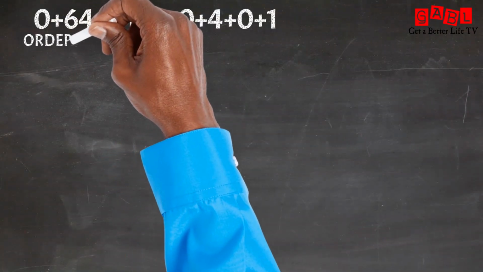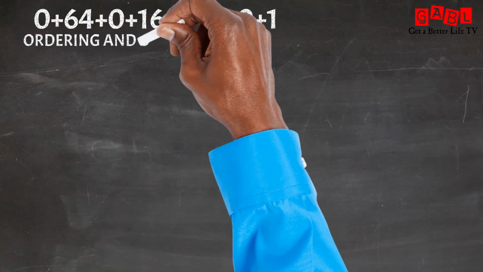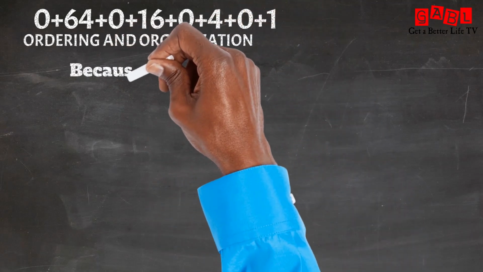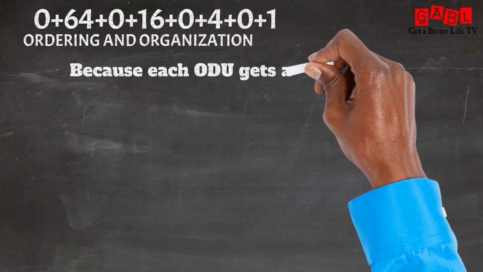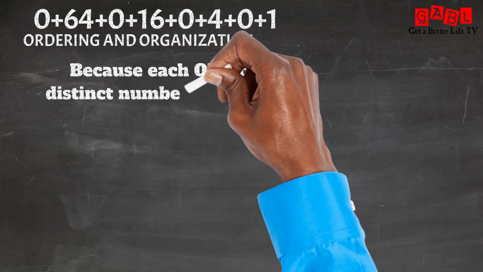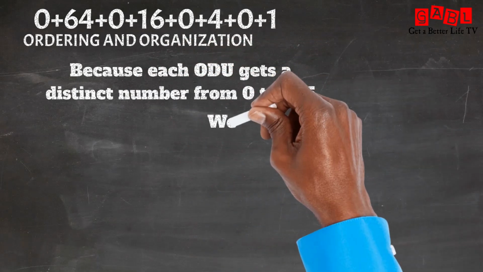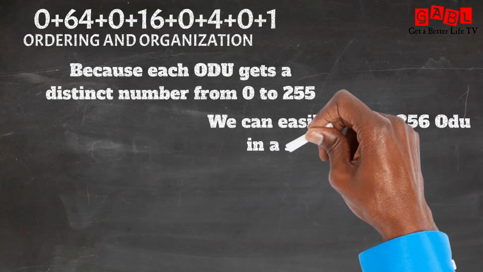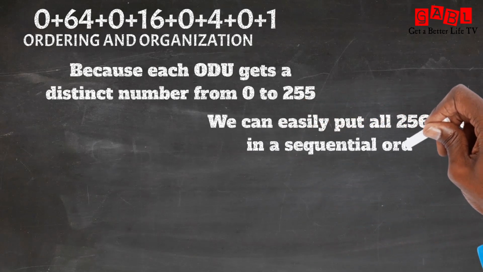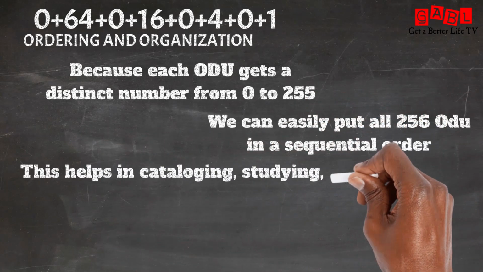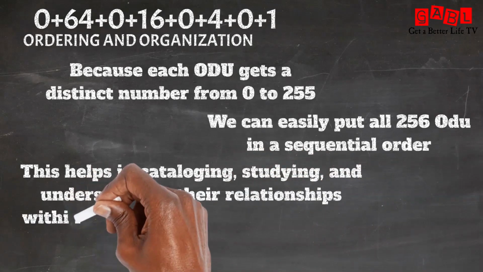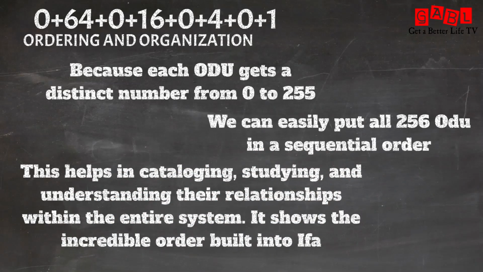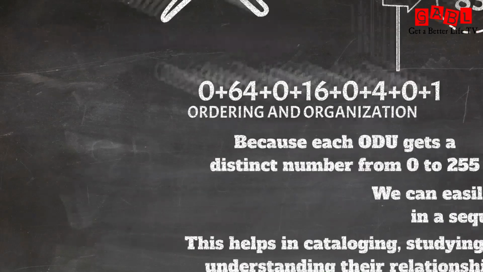Now, 2, ordering and organization. Because each Odu gets a unique number from 0 to 255, we can easily put all 256 Odu in a sequential order. This helps in cataloging, studying, and understanding their relationships within the entire system. It shows the incredible order built into Ifa.